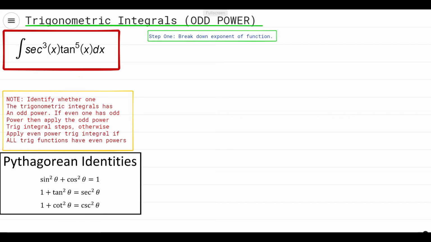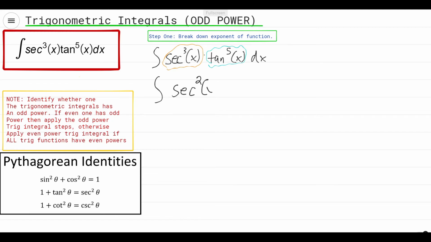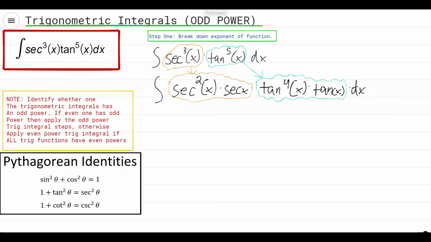So the first thing we're going to do is break down the exponent of the function. So we have secant cubed x times tangent to the 5th x times dx. That's our original function. And we're going to break down each term to its highest even power possible. So secant squared x times secant times tangent to the 4th power times tangent x times dx. And I'm just going to leave a little track so you know exactly what's being broken down into what.